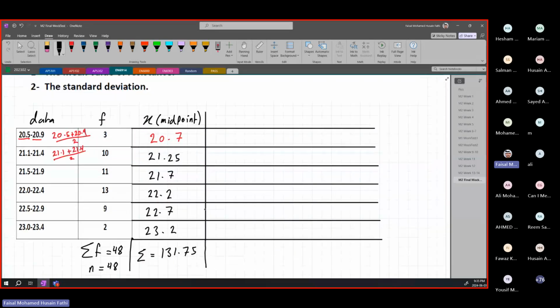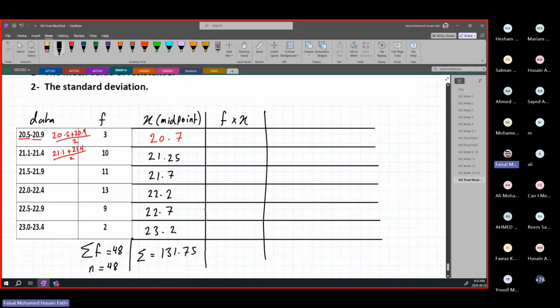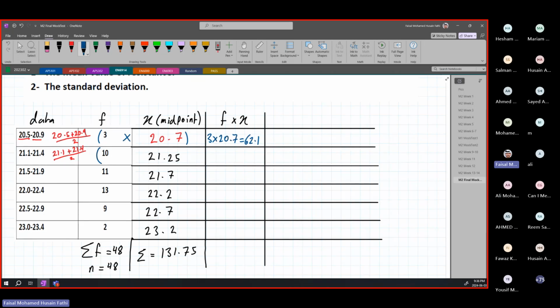We are going to have f times x over here, and we are going to start multiplying to find the values. Here we have 3, here we have 20.7, so we're going to be multiplying these two values. 3 times 20.7 is 62.1. And you're going to be doing the same for all the other values.